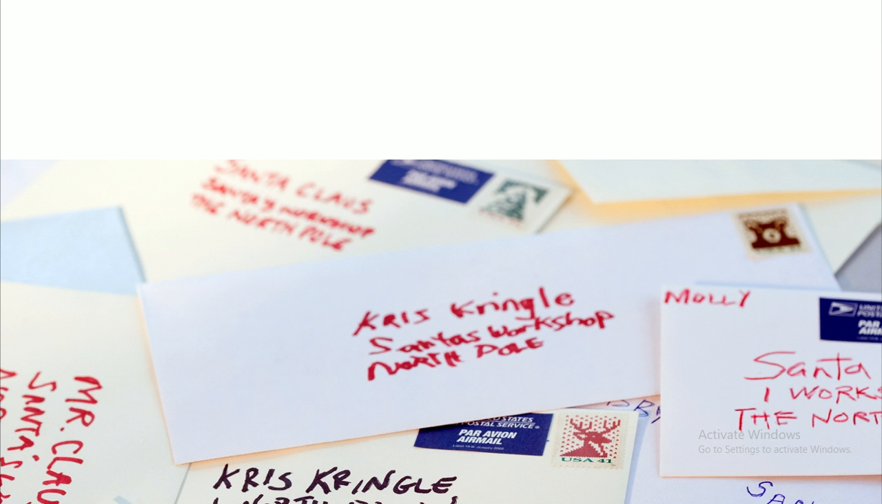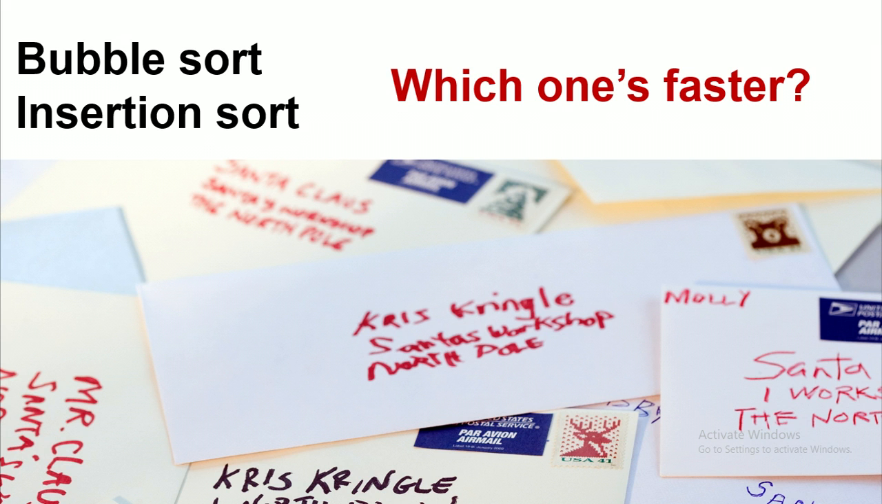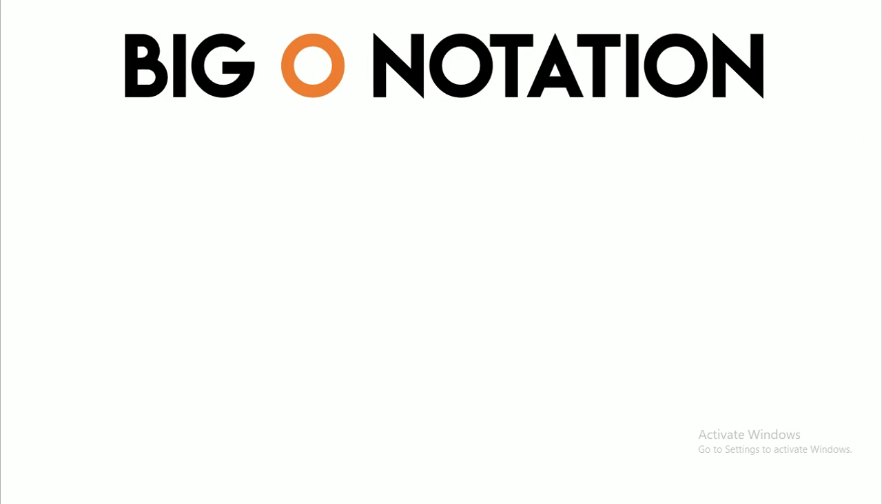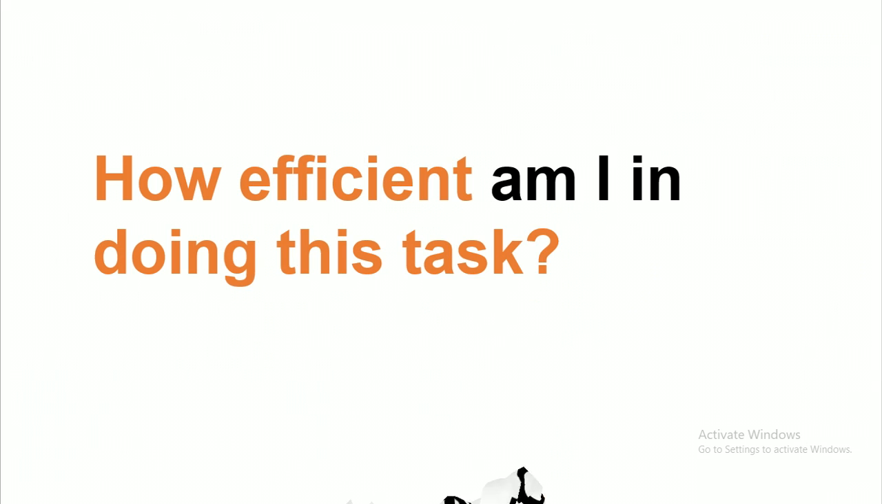Earlier in the example, we arranged the letters alphabetically by bubble sort and insertion sort. By analyzing these sorting strategies more deeply, we can actually know which one is faster and which one is slower. In computer science, one of the most common concepts related to time complexity is the big O notation, which is a more formal way to describe time complexity with all the mathy equations and all. But ultimately, as defined earlier, the key concept in time complexity is the question, how efficient am I in doing this task?